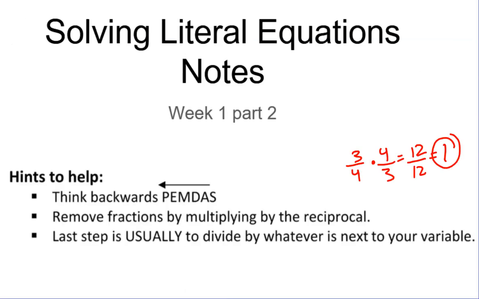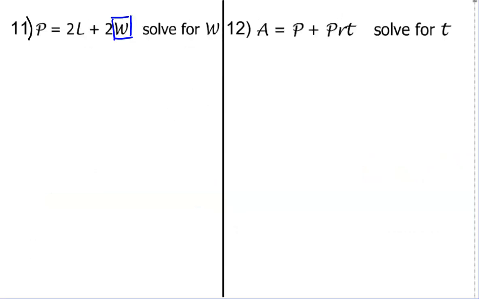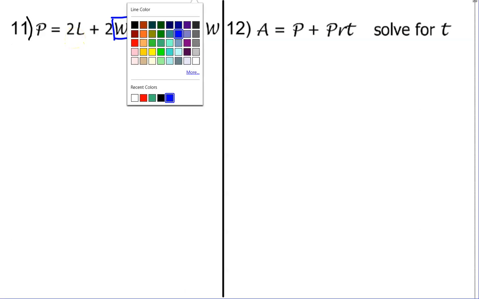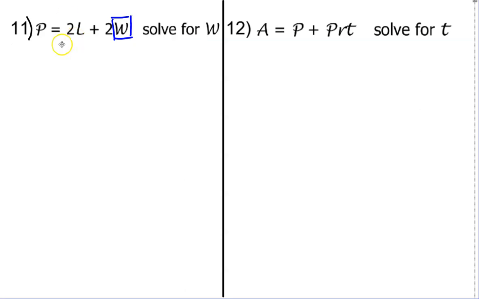So remember up here, think backwards PEMDAS. So I'm not going to do the multiply divide first. I'm actually going to move adding and subtracting first if I can. So I'm going to move the 2L over to P first. It's being added right now, so to move it, I'm going to subtract it. So that is now gone. We have P minus 2L, keep it separated, equals 2W.